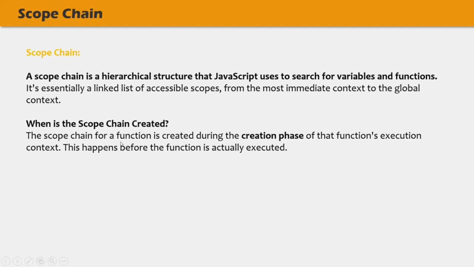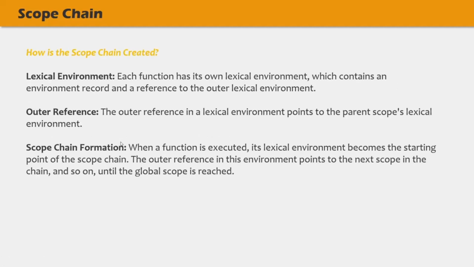Okay, and this happens just before the function is actually executed. Now, how is this scope chain created? Each function has its own lexical environment, which contains an environment record. That means a reference to the variable object of that execution context, and it also stores a reference to its outer lexical environment. We saw that with examples.